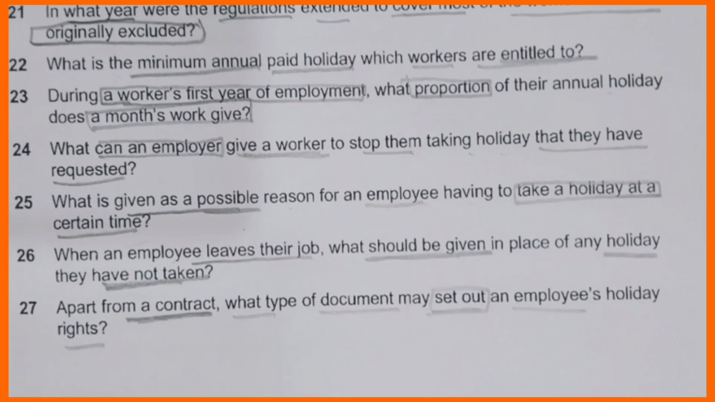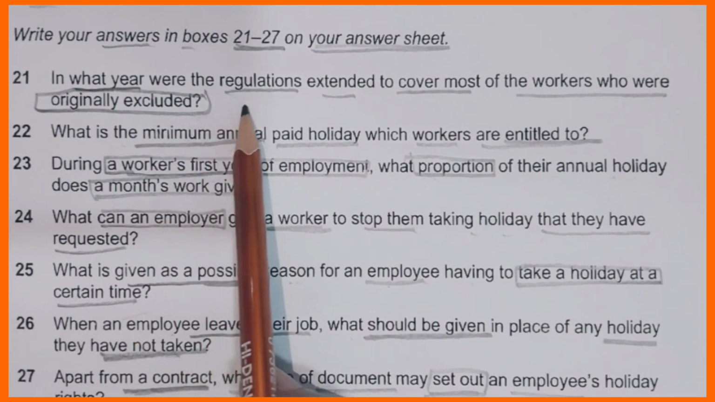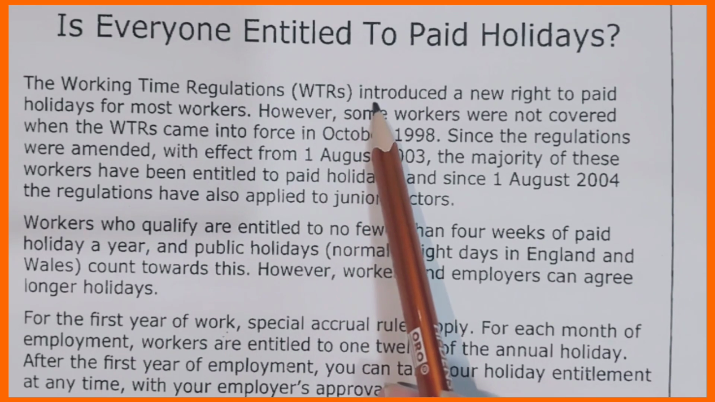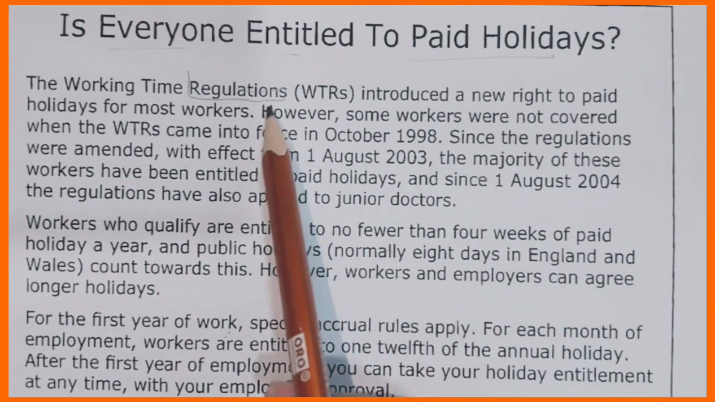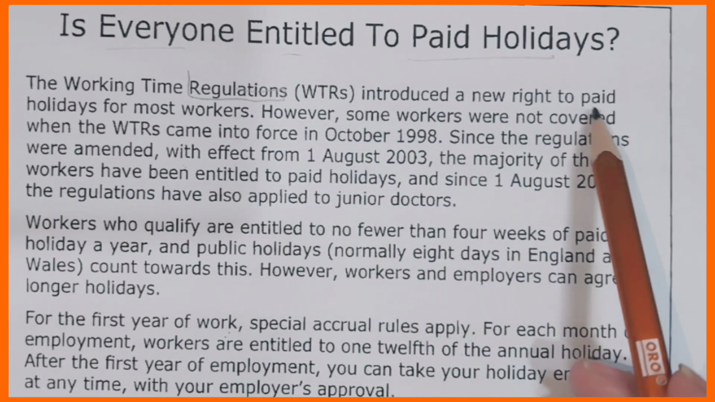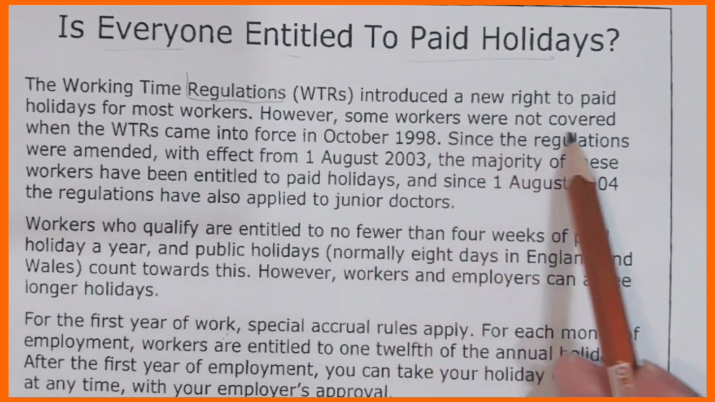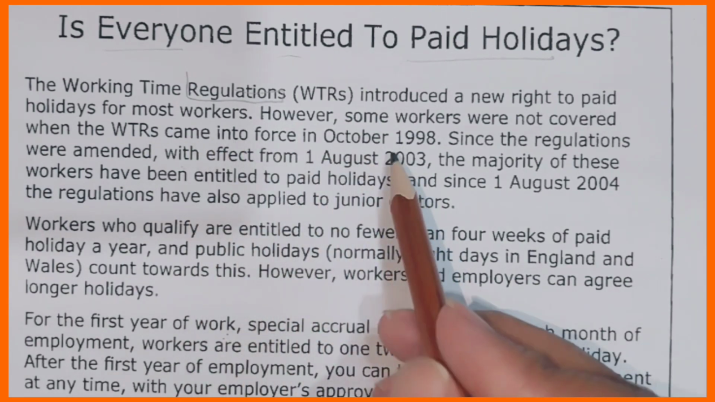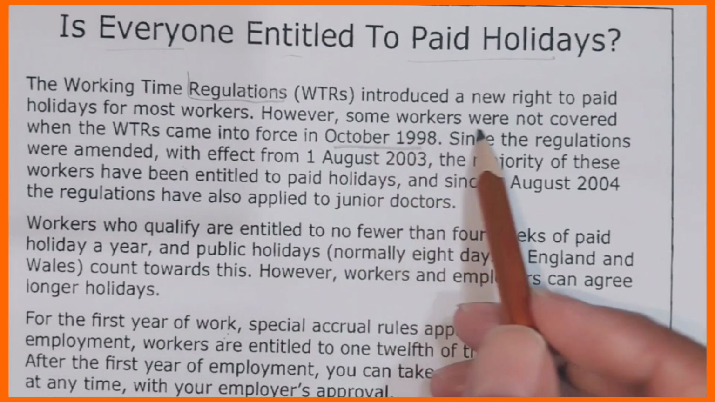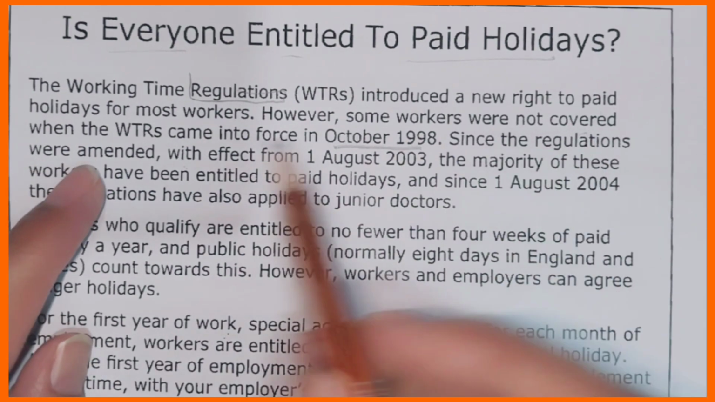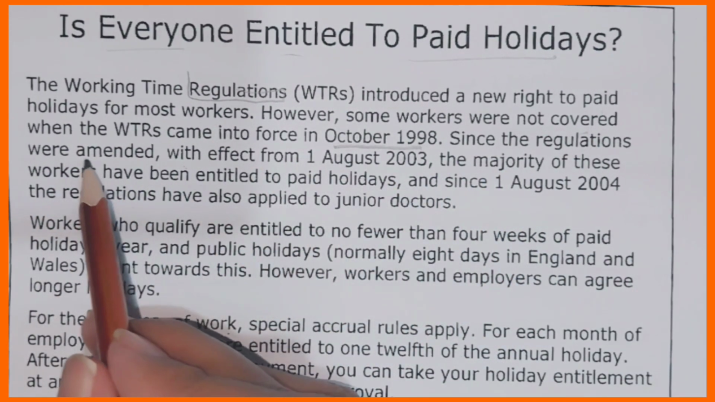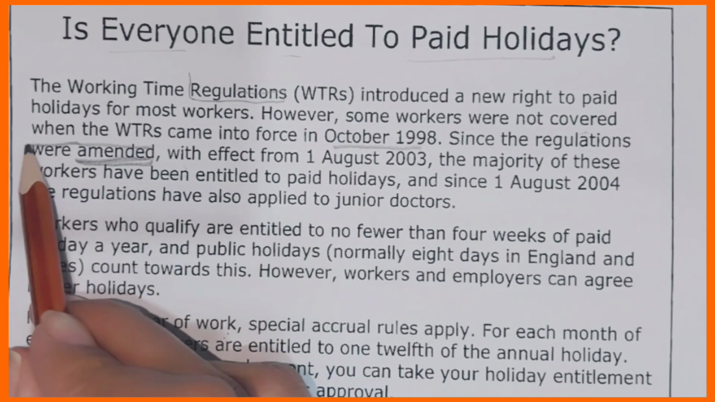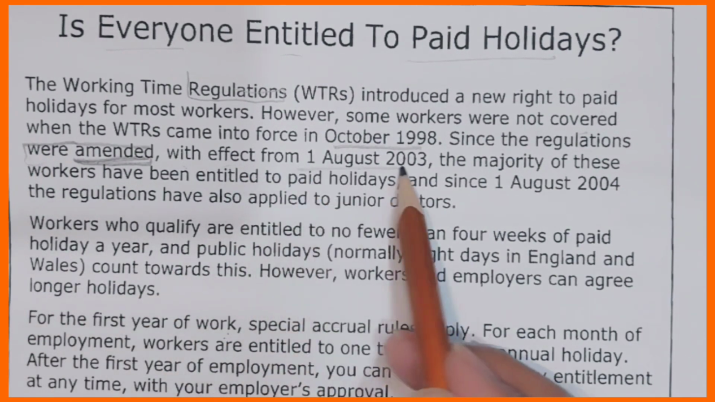First of all, we'll go for our question number 1. In what year were the regulations extended? So we will find out the year. They're talking about the regulations here at the start. Is everyone entitled to paid holidays? Regulations introduced a new right to paid holiday for most workers. However, they're saying some workers were not covered when the WTRs came into force in October 1998. Since then the regulations were amended, with effect from 1st August 2003.